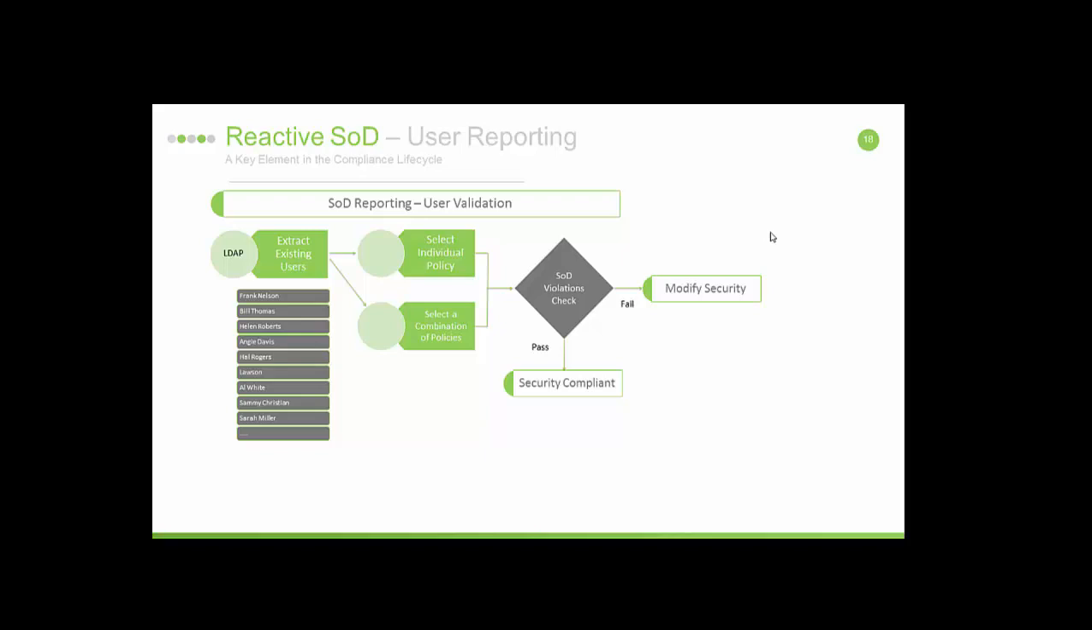We're going to allow you to select an individual policy or a category, like payables or receivables or closing, or you can select any combination of policies. Maybe it's all your 5-star policies. Whatever you want to pick, we'll run that through and check for SOD violations. If it passes, then you know you're okay. Otherwise, you're going to have to somehow modify your security.